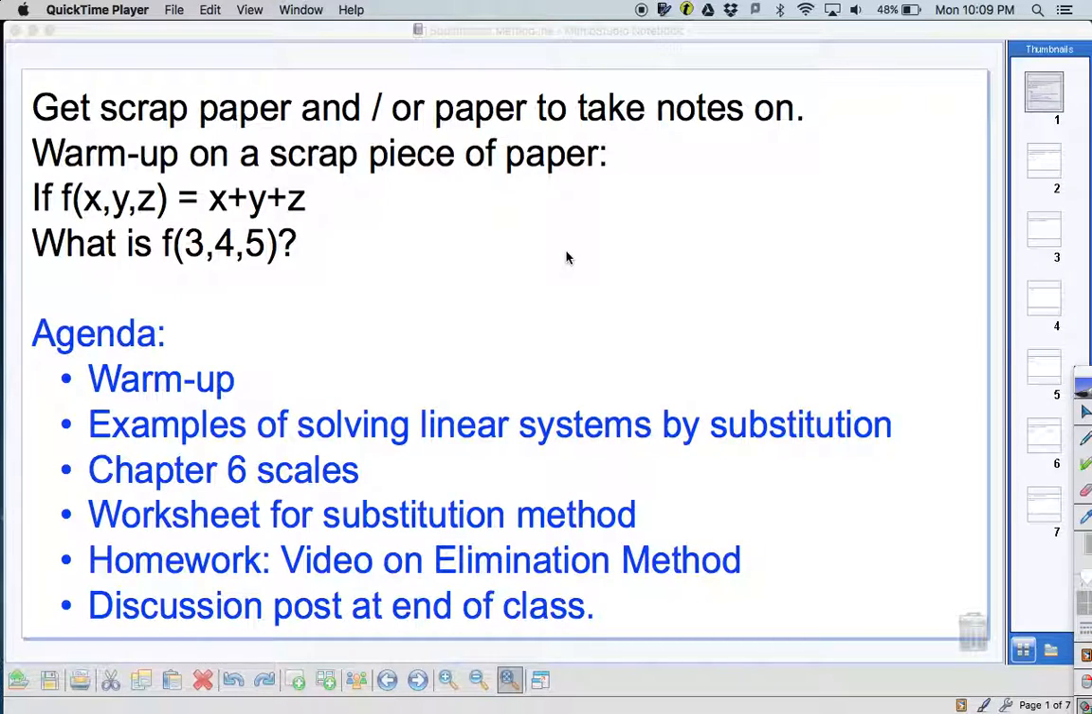Okay, today we're going to talk about Chapter 6. We're not using the book for Chapter 6, so this is going to be replacing Chapter 6 in the book. The first section we're going to talk about is the substitution method. As you can see, you have a warm-up problem right here. We will be doing this one in class, so make sure that you know how to do that. This is review, something you've already done before.